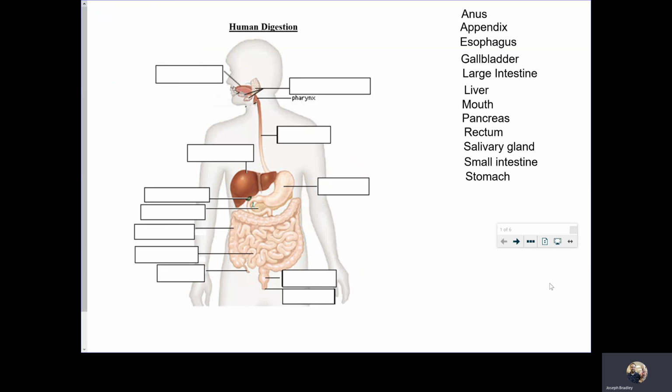Hello, we're talking about the human digestive system as part of our new unit on enzymes and digestion. So the first thing we want to make sure that you know is a little bit of the geography, the anatomy of the human digestive system. Hopefully you've learned a little bit about this part before. So we're going to start by going in the order in which food goes through the digestive system.